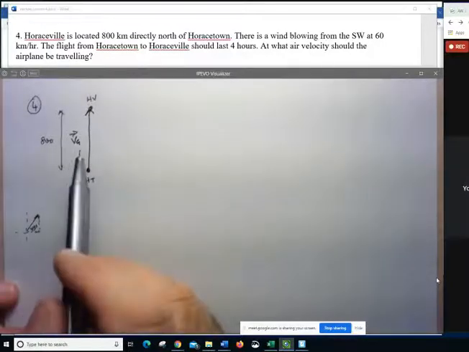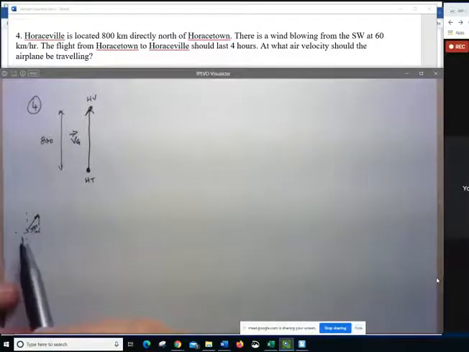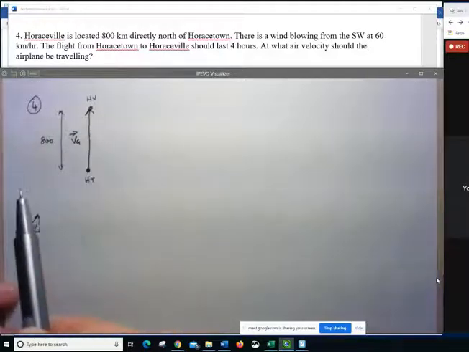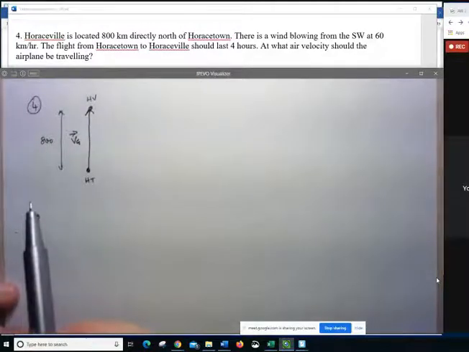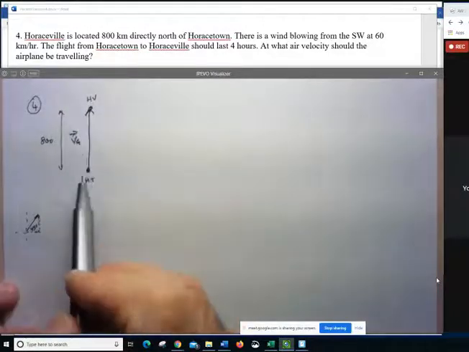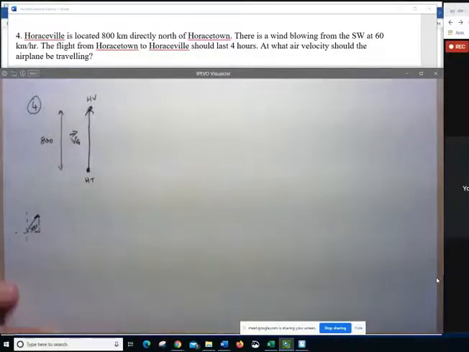Okay, now how do I calculate this resultant velocity? Well, by taking the wind velocity and the velocity that the pilot will fly the plane at, or the air velocity. So this here is our resultant velocity. This is what we want to be the end result.